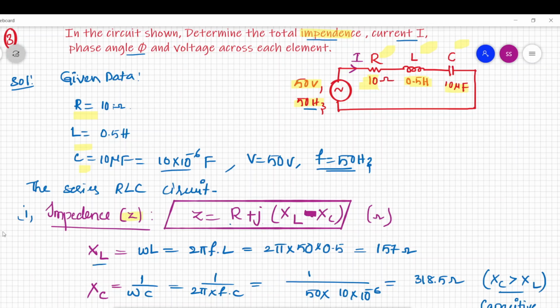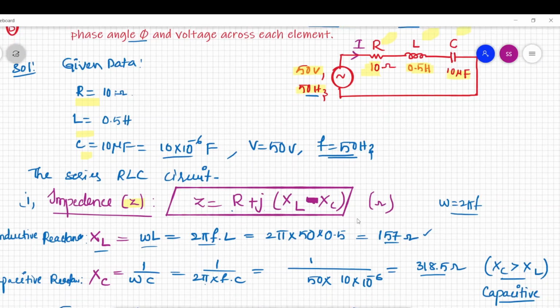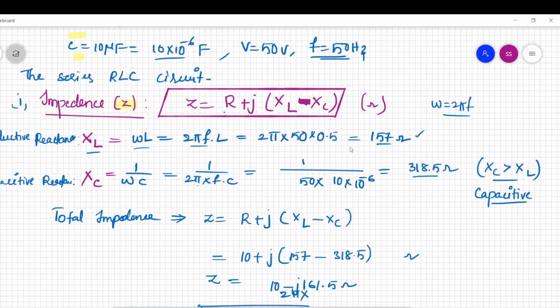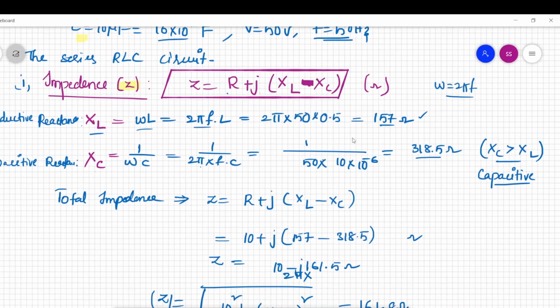XL is the inductive reactance and XC is the capacitive reactance. XL equals omega L, that is 2 pi F L, because omega equals 2 pi F, right. Substituting the values, we get XL equal to 157 ohms. Similarly, XC equals 1 by omega C, that is 1 by 2 pi F C. Substituting the values, we get XC as 318.5. If you observe here, XC is more compared to XL, that is, capacitive reactance is more than inductive reactance. So the circuit will behave like a capacitive circuit.